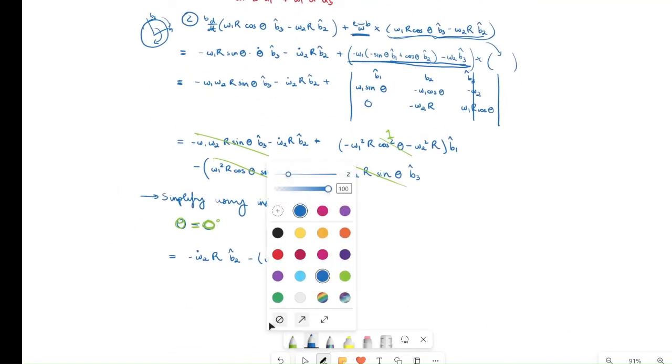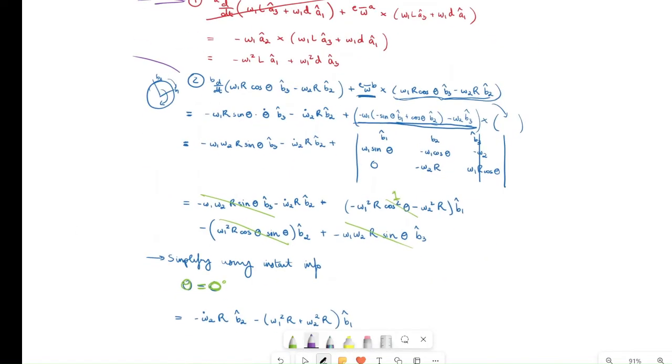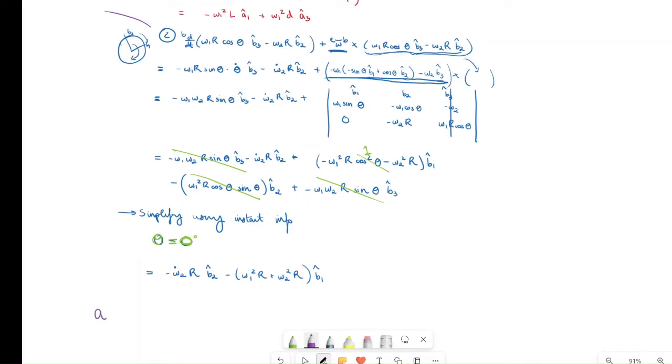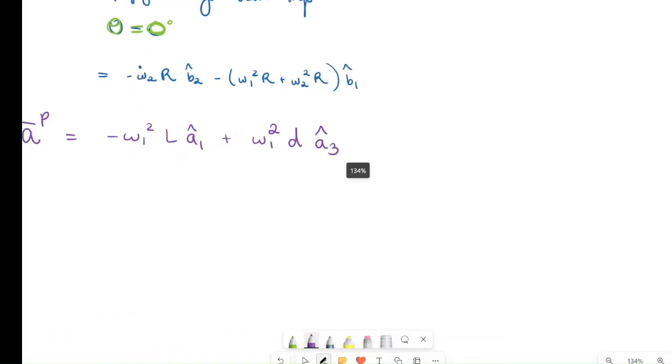So when we combine this and that, we get that the acceleration of point P with respect to the E frame is equal to negative omega 1 squared L A1 hat plus omega 1 squared D A3 hat, and then minus omega 2 dot r b2 hat, minus omega 1 squared r plus omega 2 squared r b1 hat.